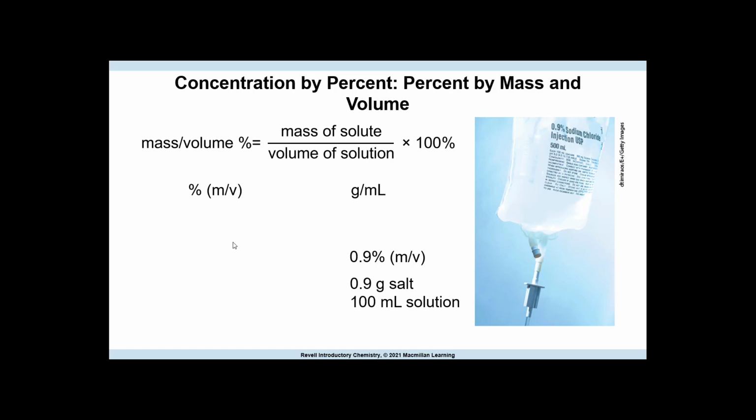For example, normal saline solution used for IV fluids is 0.9% mass per volume. This means that 0.9 grams of salt are present per 100 mL of solution.